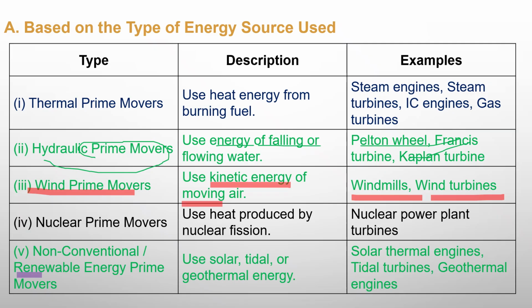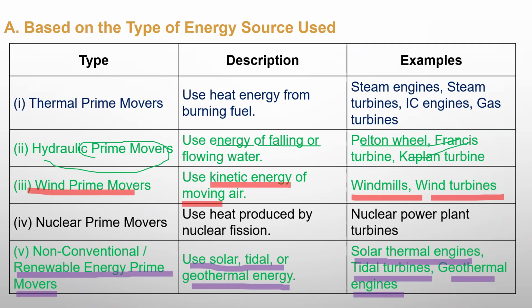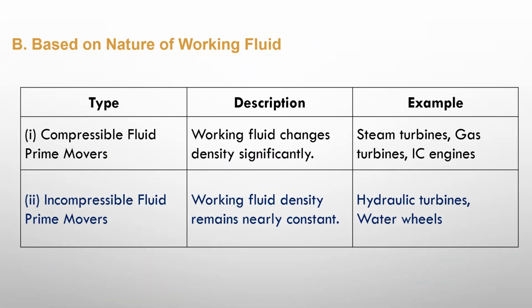If we talk about the renewable energy prime mover, then we are using solar, tidal, geothermal, biomass, biogas. In all these cases, solar thermal turbines are used, or tidal turbines are used, or geothermal engines are used, which are ultimately producing mechanical work, and we can convert that into electrical work as and when required.